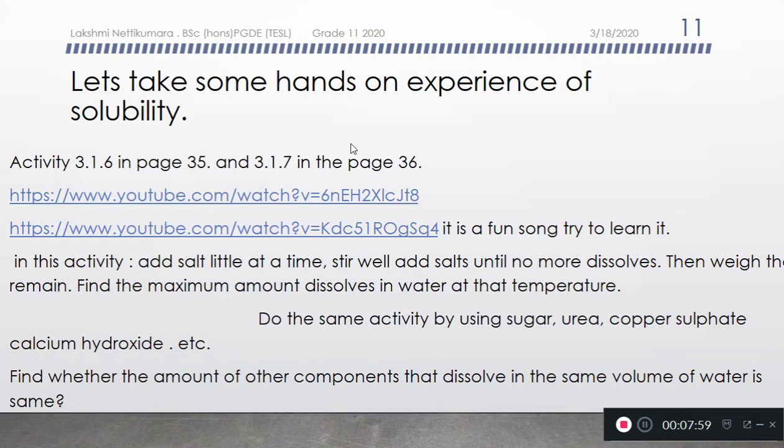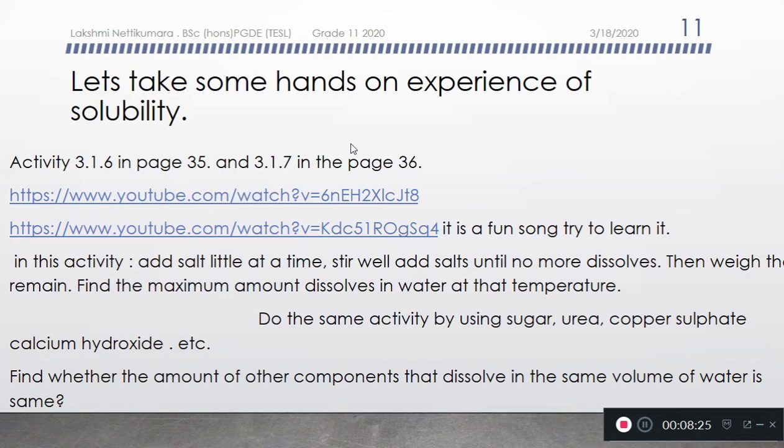Remember that 1 ml of water is equal to 1 gram of water. So you have to repeat the same activity by using hot water. Then you get an idea about this dissolved amount. Don't stop the activity there.